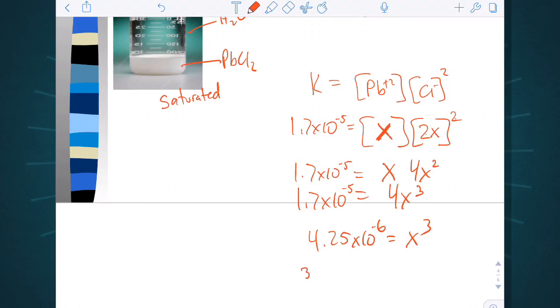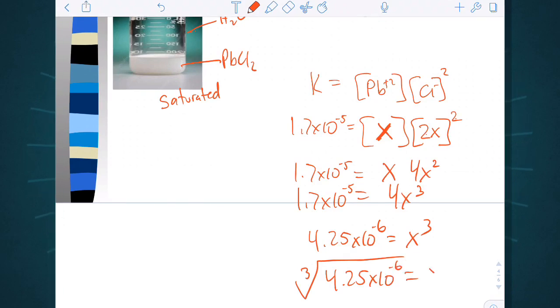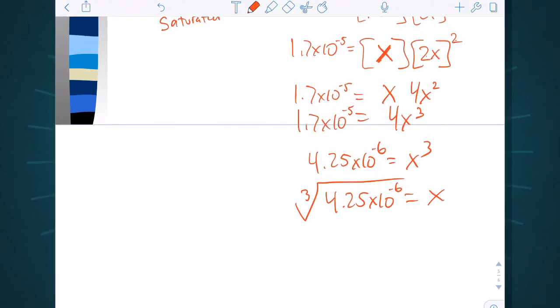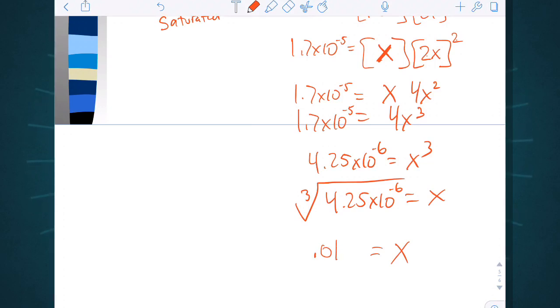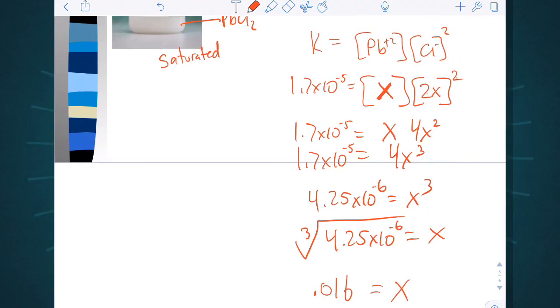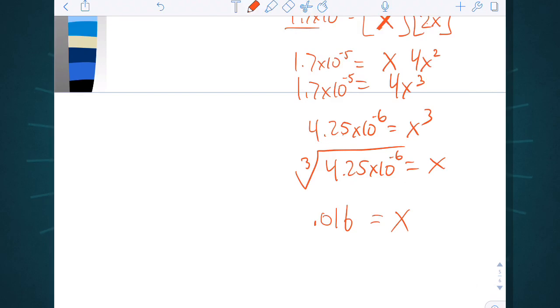So we need to find that cube root button. And on my calculator, where is this? I'm not familiar with this calculator here. Let's see. Shift here, answer. There we go. So X is equal to 0.016. Looks like we had 2 sig figs. I shouldn't have gone to 3 right here, but we have 0.016, and the units are molarity.